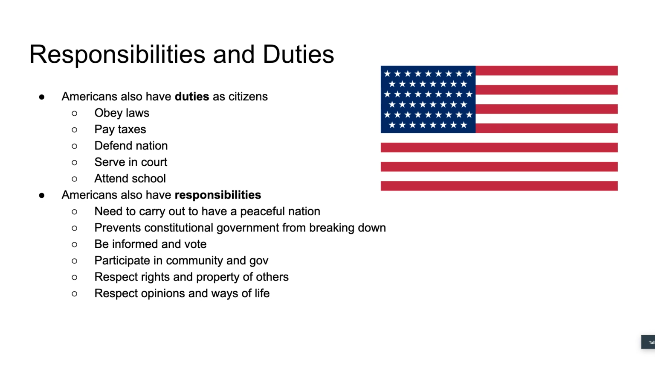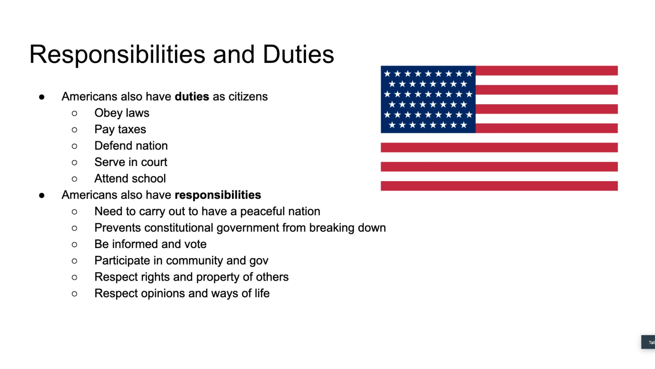Another duty is to serve in court. So as annoying as it can be, sometimes when you are an adult, you are chosen for jury duty. What you have to do is go to a court, and if you are selected, you have to listen to a trial, and you are chosen to see whether the person is guilty or not based on all the evidence that they provide. And then lastly, something that you guys are all doing, one of your duties is to attend school. You have to go to school if you are an American citizen.